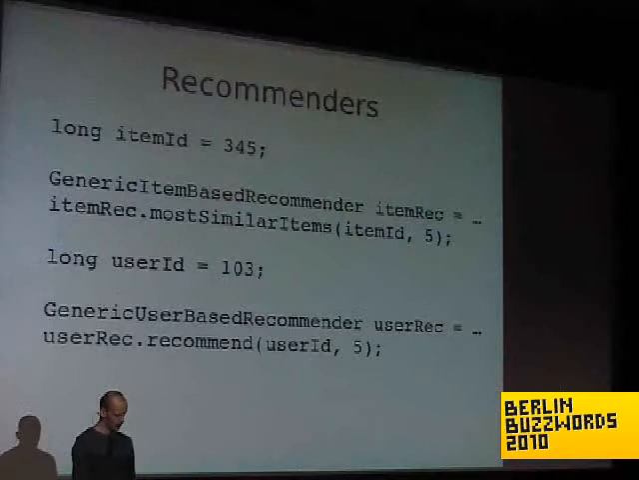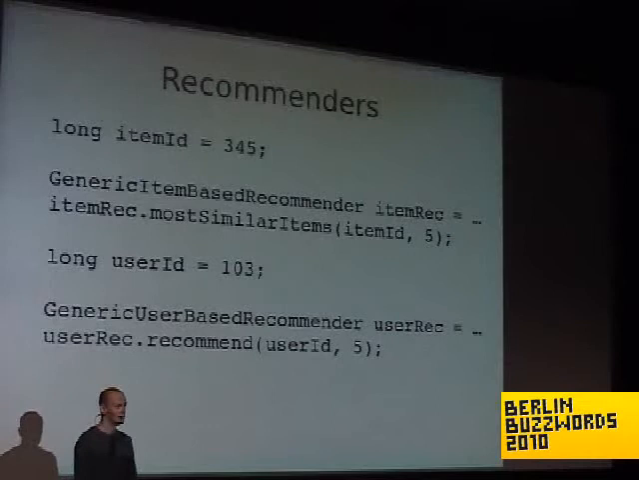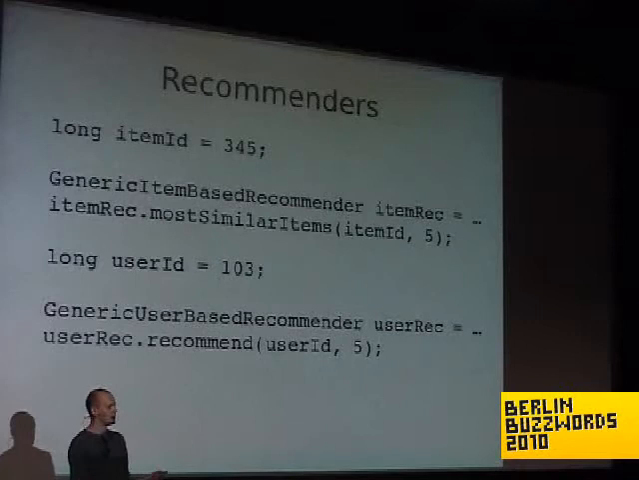Okay, and now if you want to use your recommenders, it's really quite easy. On the top you have the item-based recommender, and you can call the most similar items method with a given item ID and a number of recommendations, and it will give you a list of recommended items, which are just item IDs plus the item similarity score.